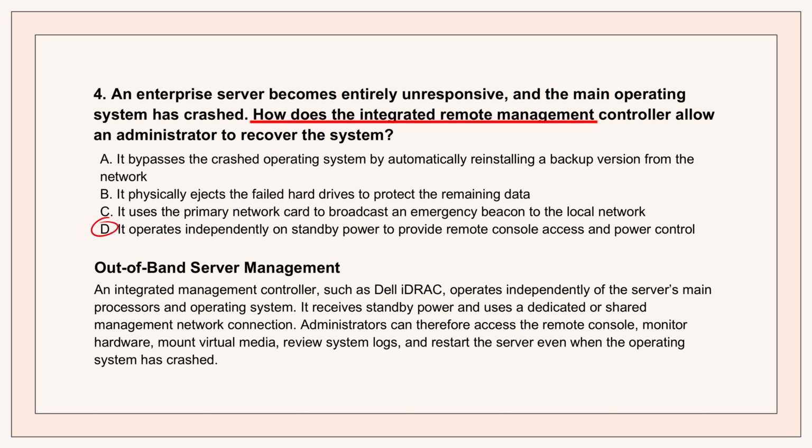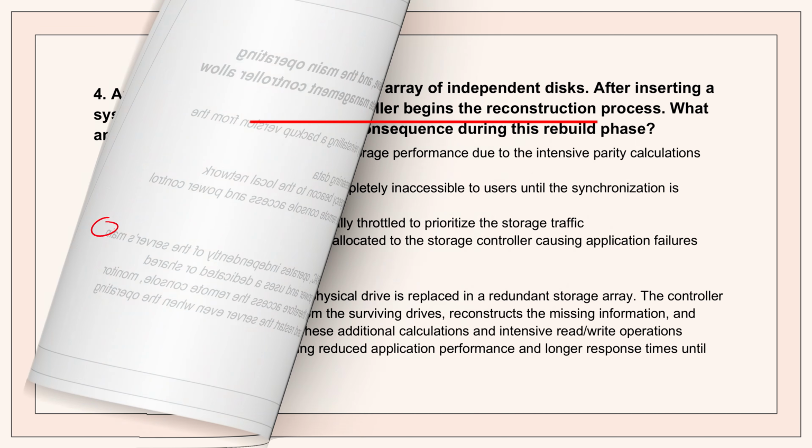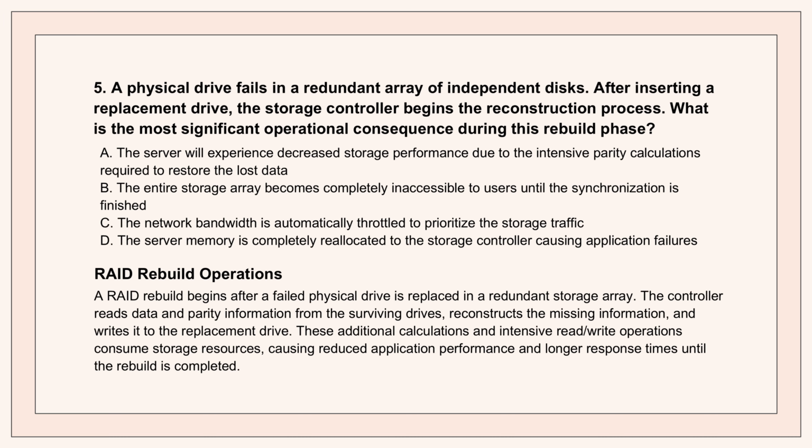But let's shift the focus from software OS failures to physical hardware failures, specifically hard drives. Okay, question 5. A physical drive fails in a redundant array of independent disks. After inserting a replacement drive, the storage controller begins the reconstruction process. What is the most significant operational consequence during this rebuild phase? The correct answer is A.